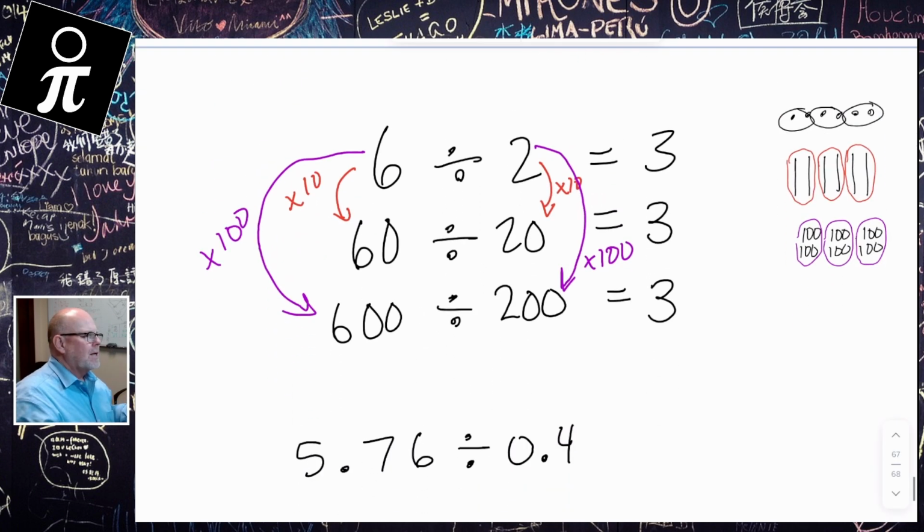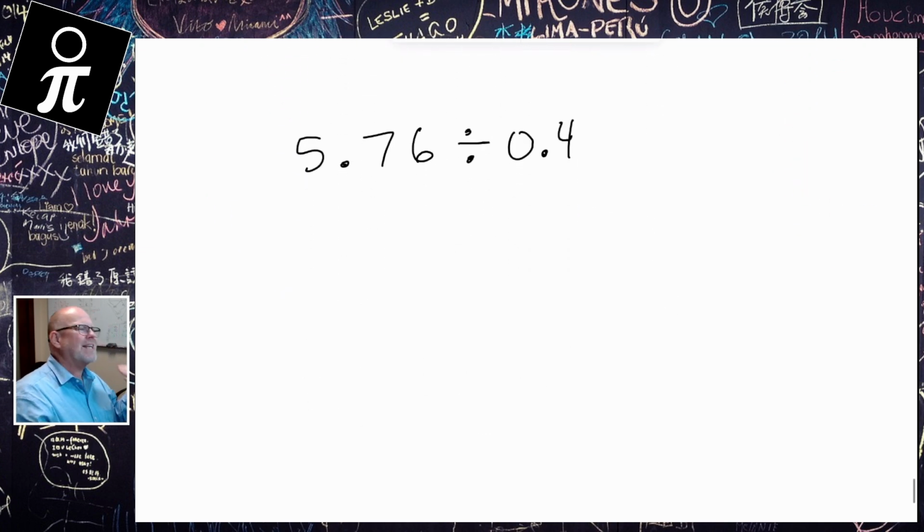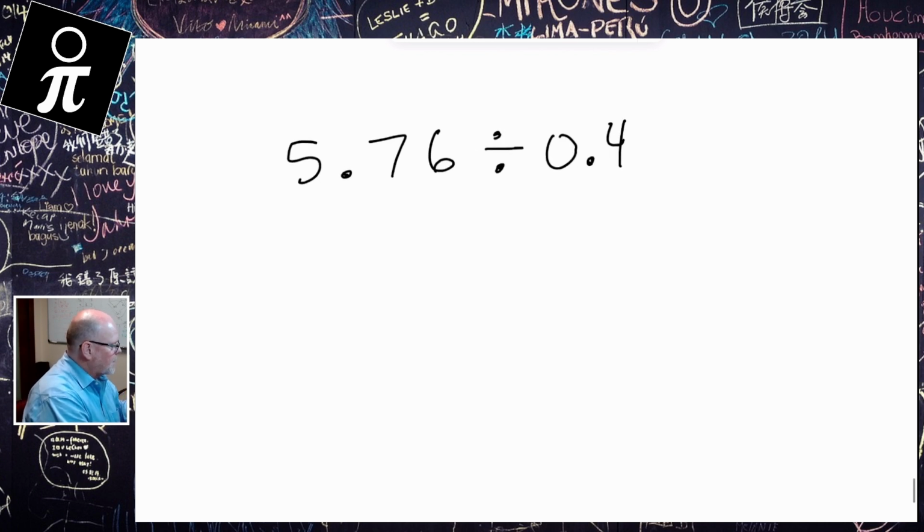Up here, it was pretty easy to see. How do we circle a 2? We knew how to circle a 2. How do we circle a 20? It's right here. We don't really know. It's not quite as intuitive. How do we circle a group of 0.4? So what we're going to do is use this new skill that we learned. We don't know how to circle groups of 0.4, but if I multiply this by 10, I get 4.